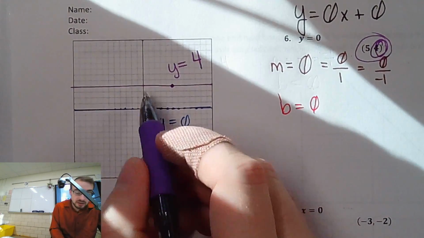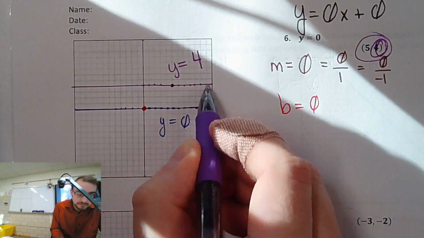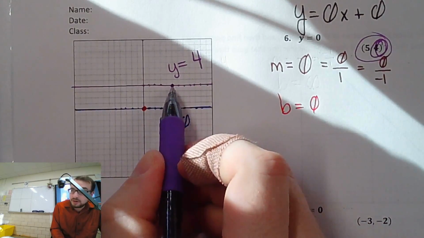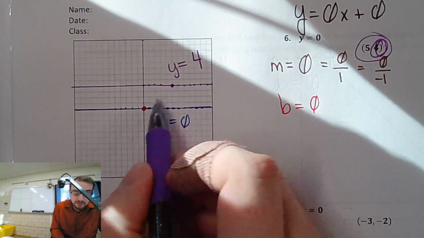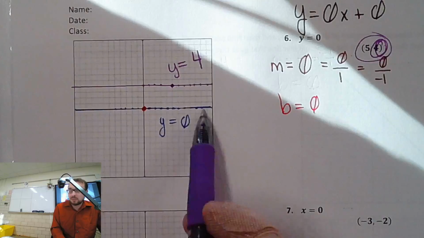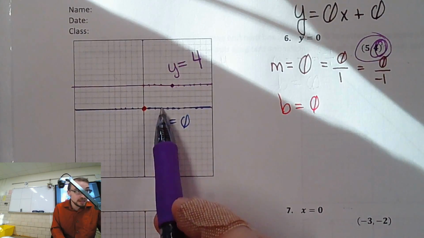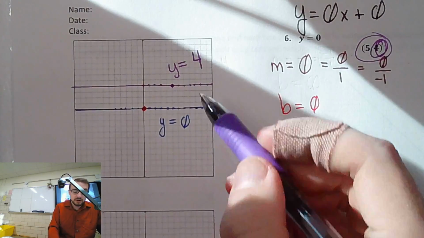This is the line where every point on it has y equals 4 for its coordinate, right? We've got 5, 4 here, 6, 4, 7, 4, 8, 4, 9, 4. All of them have y equals 4, right? Here, everything has y equals 0. 0, 0, 1, 0, 2, 0, 3, 0, right? It's where all the y's are 0.